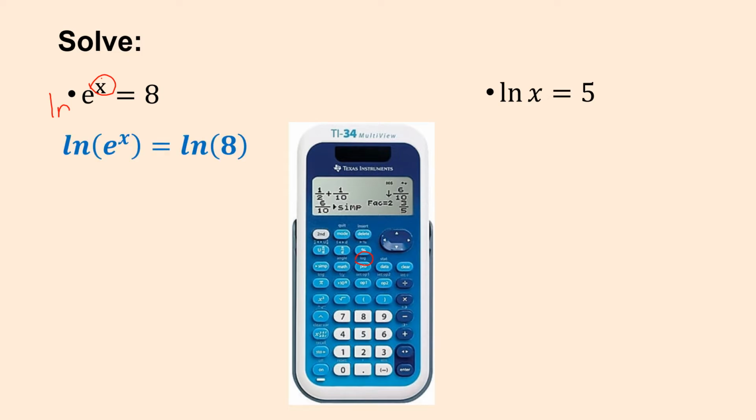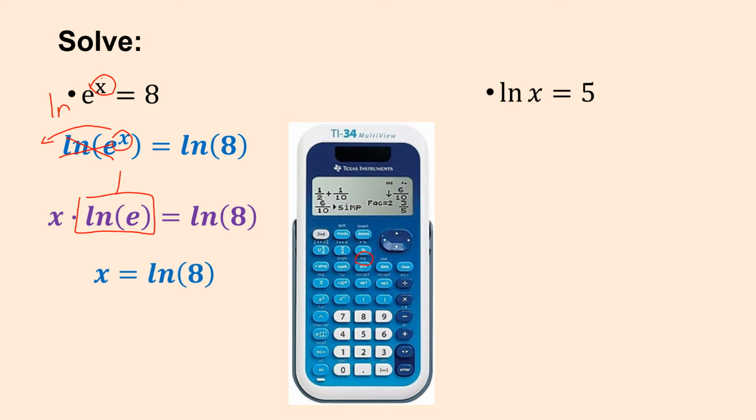So natural log of e to the x equals natural log of 8. These are opposites, and they're going to cancel each other out. The x just comes out front like they used to. So the natural log of e is going to equal 1. So we would end up just with 1x. On the other side, we have natural log of 8. We plug that into our calculator, and we get our answer, 2.079.